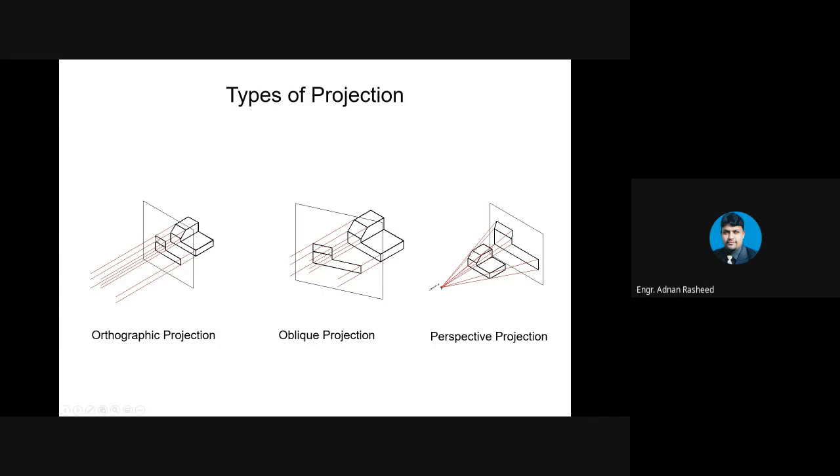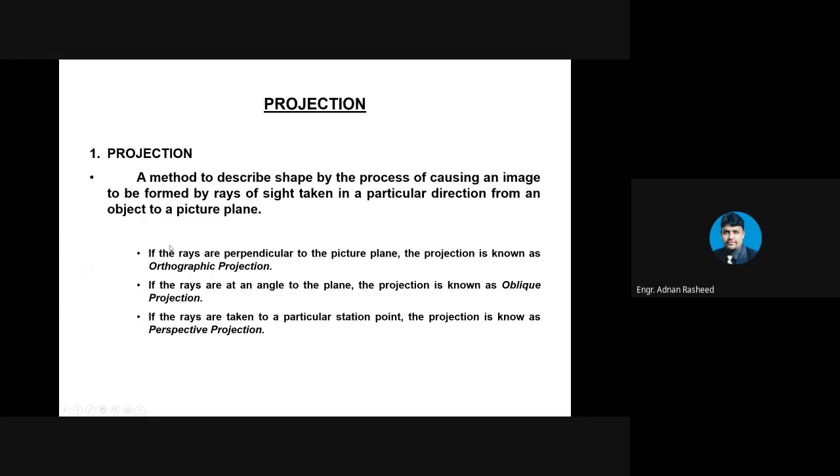So rays of light originating from the object hit this picture plane and are projected on it. Now, by joining these points sequentially, you can get the image. So this process is known as projection. Let's go back to the definition: it's a method to describe shape by the process of causing an image to be formed by rays of sight taken in a particular direction from an object to a picture plane.